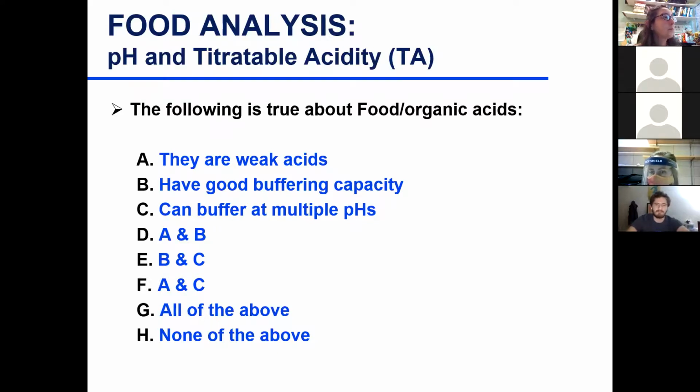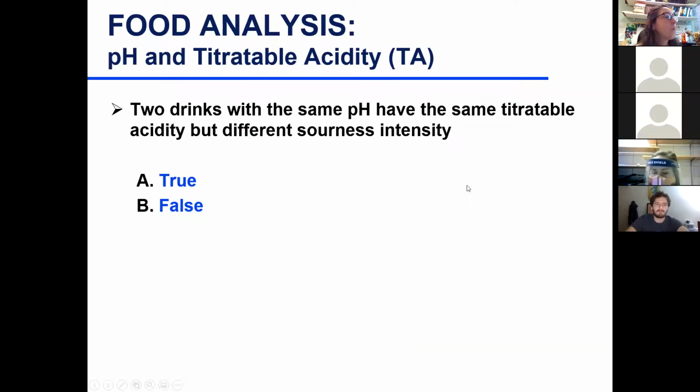Okay. So let's look at this now. Two drinks with the same pH: do they have the same titratable acidity but different sourness intensity? True, false, and tell me why. B. Yeah, it is. So those of you that are saying false, why do you say false?